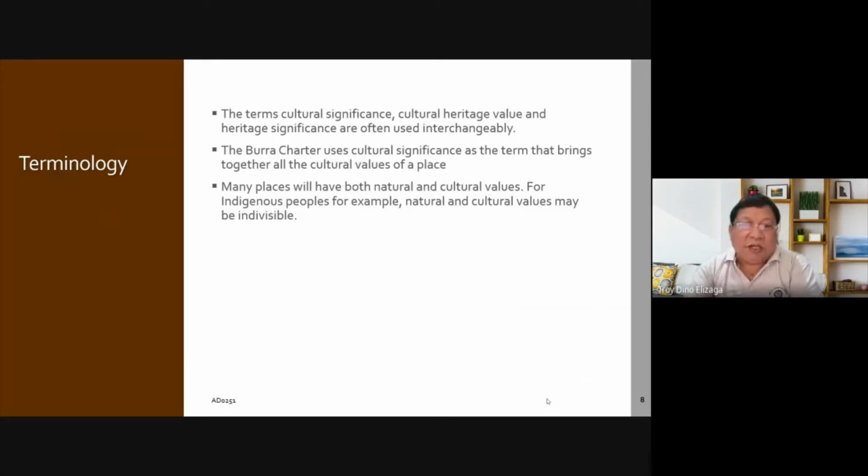So many places will have both natural and cultural values. For indigenous people, for example, natural and cultural values may be indivisible. Okay, so other people may have different ways of expressing it or defining the terms. However, we will stick to this for our lectures.